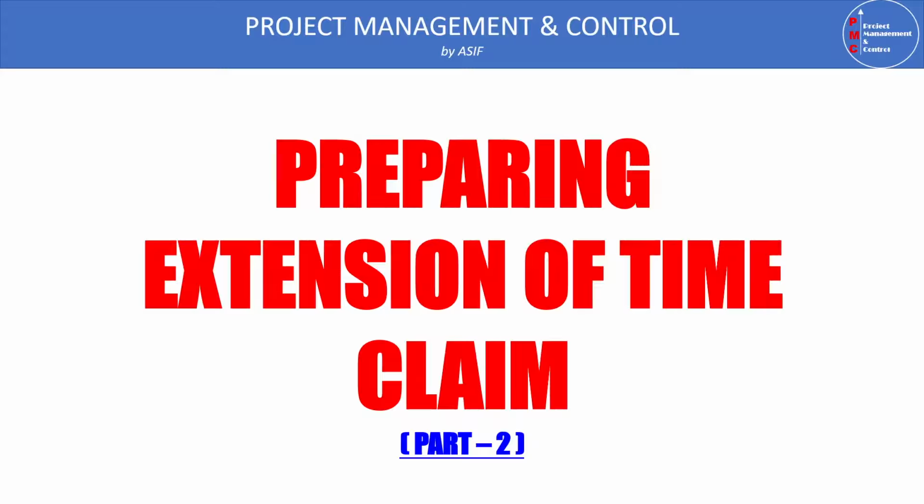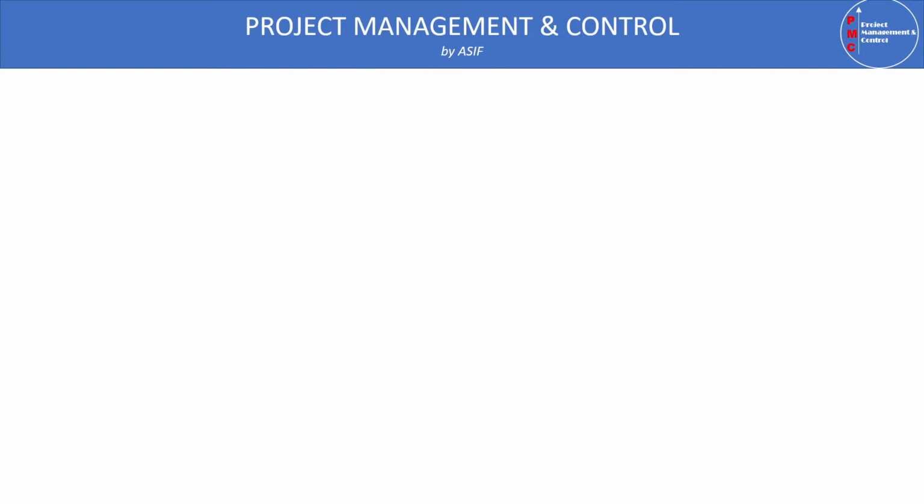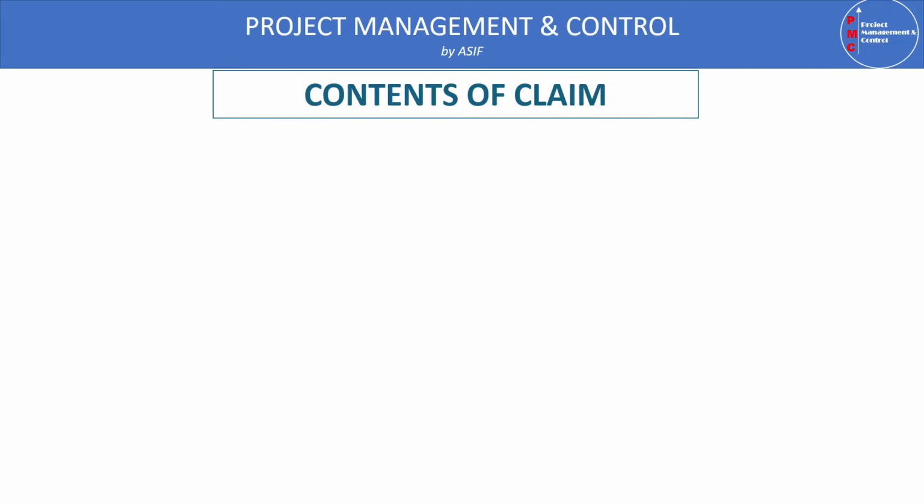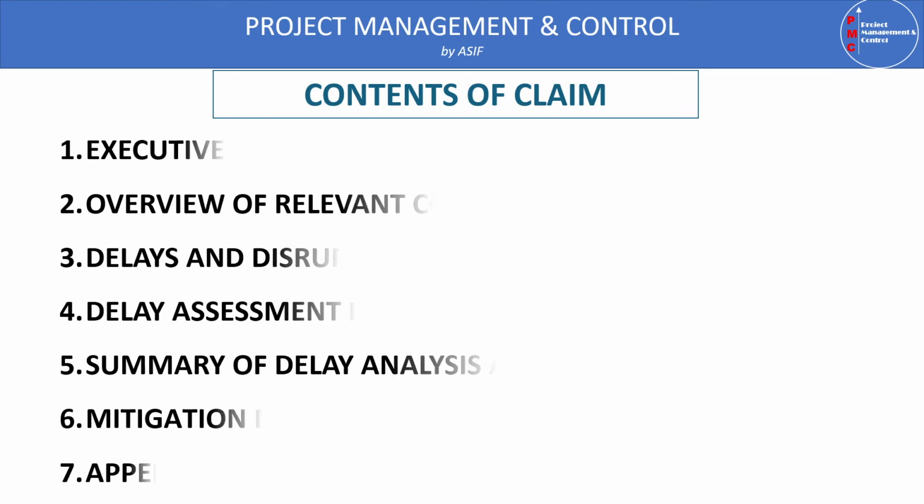This is my second video series related to preparing of extension of time claim for a contracting firm. Before I start, I will recommend you guys to take note from this video, which will definitely help you while you are preparing your own claims. So I will explain the minimum contents of the claim. I already explained in my previous video one of the contents of the claim, which is the executive report. Kindly visit the channel for the full detail.